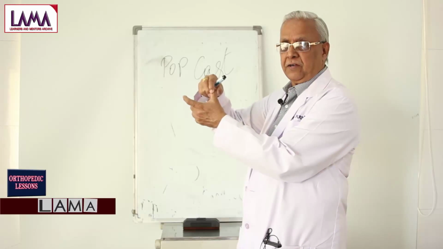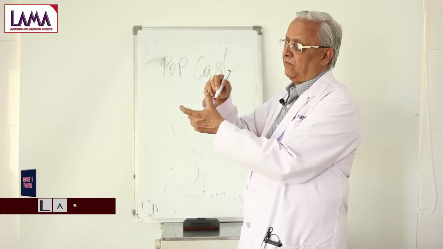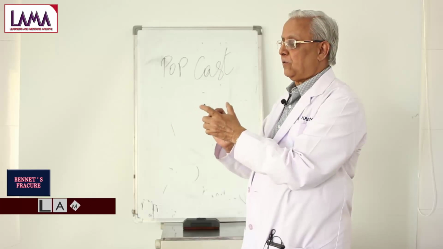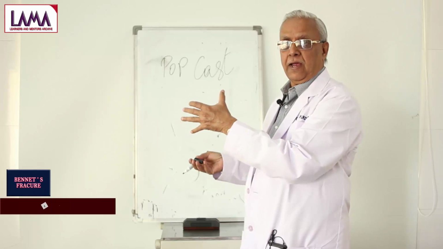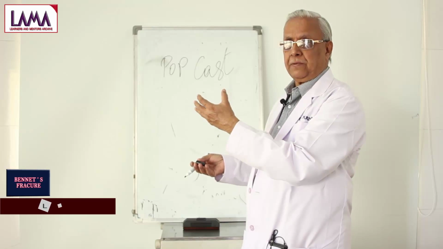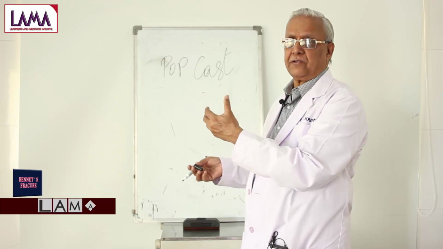Plaster of Paris should start here at the interphalangeal joint and come down to the middle of the forearm. And that too, here also you must keep it in a little more abduction. So this is very important for doing any position. If you keep it in more abduction, the fracture gets reduced better.